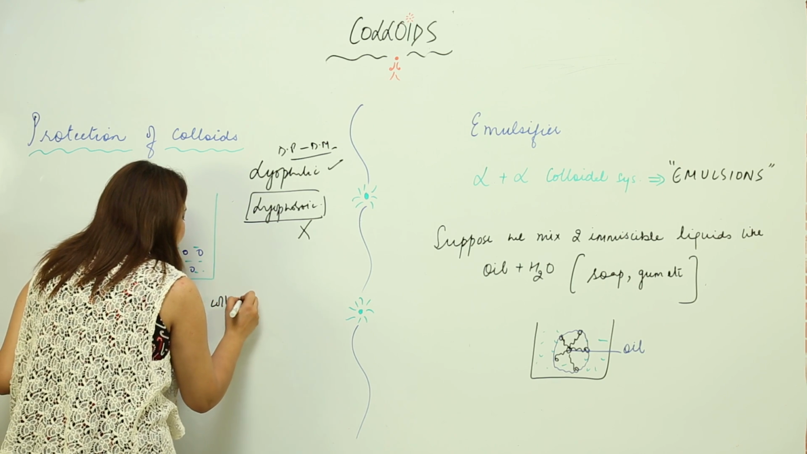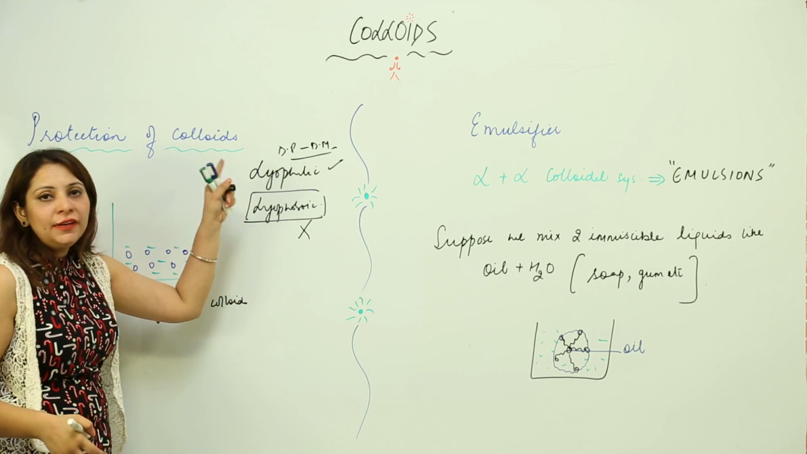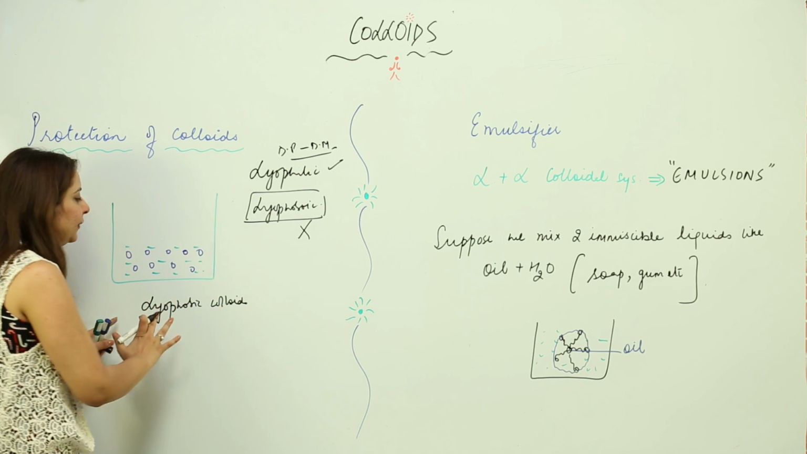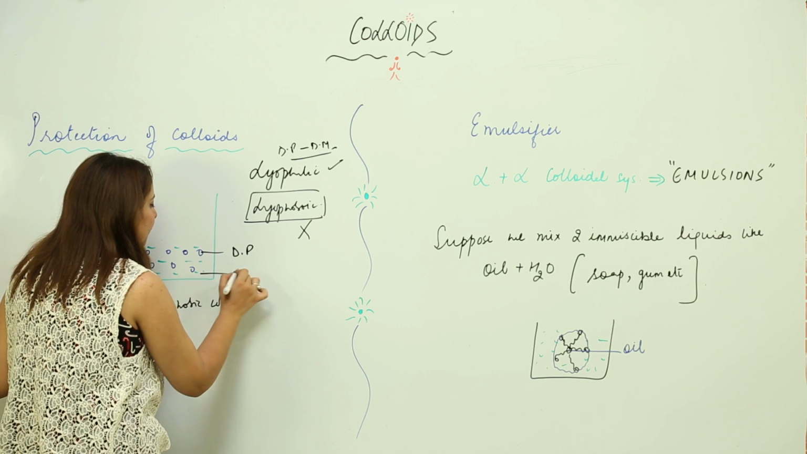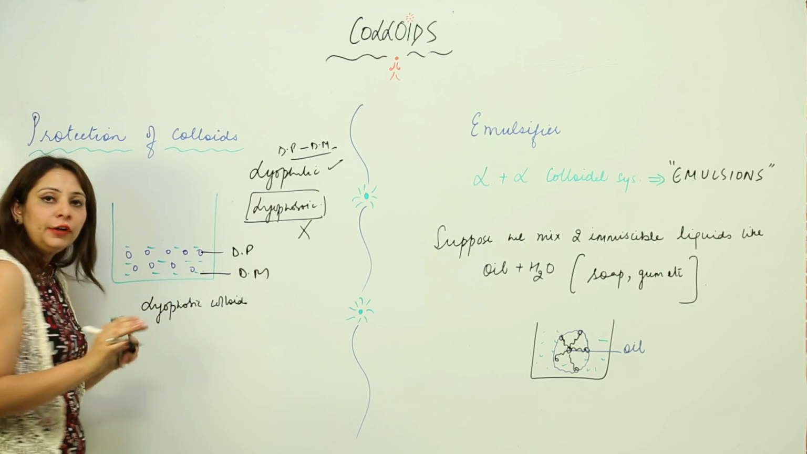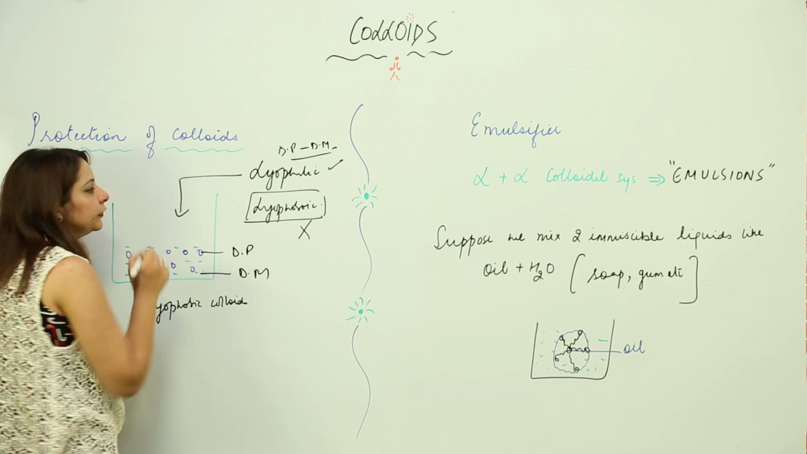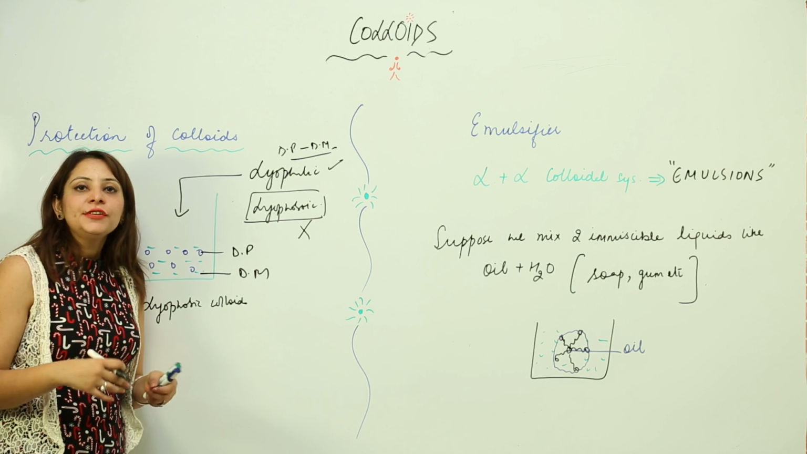colloids. What we are going to see is that the lyophilic can actually protect the lyophobic ones. How? Suppose this is my lyophobic colloid, in which the dispersed phase and the dispersion medium don't have any affinity for each other. Now I am going to add a lyophilic colloid to this. As you know, lyophilic particles or colloids have an affinity for water.